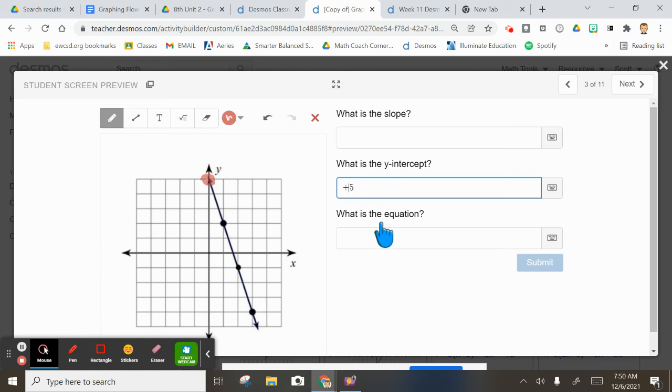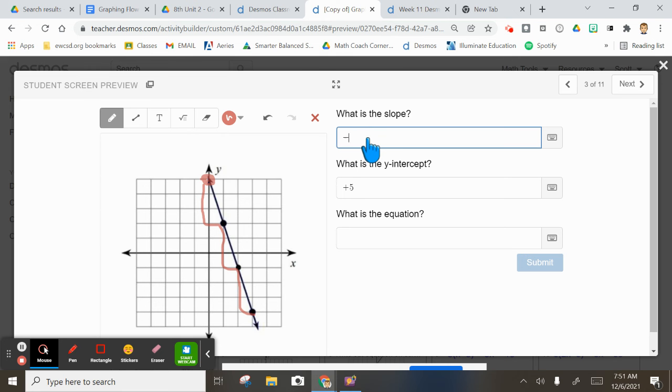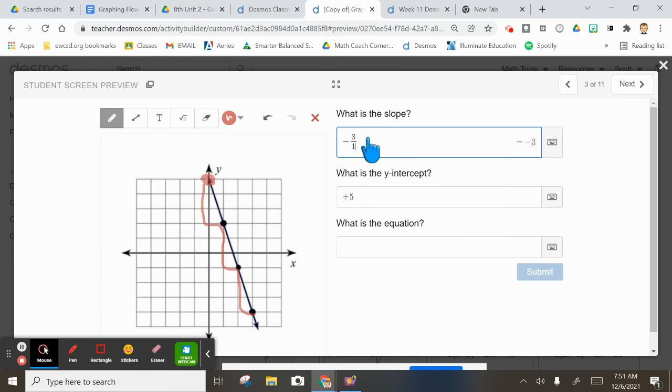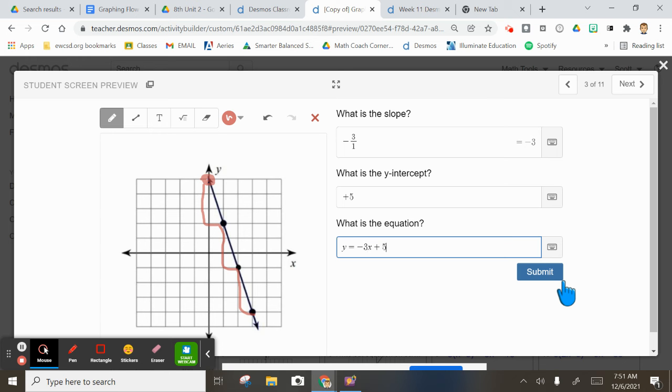What is the slope? Well, this one's interesting. We're going down 3 over 1, down 3 to the right 1. That's perfect. All right, well, what's the equation? Let's write the equation out properly. y equals -3x plus 5. All right. That's clean. This is perfect.